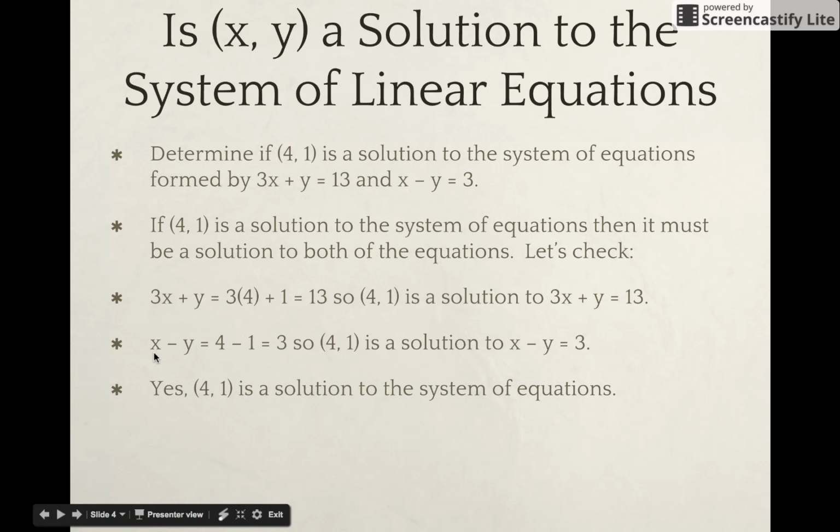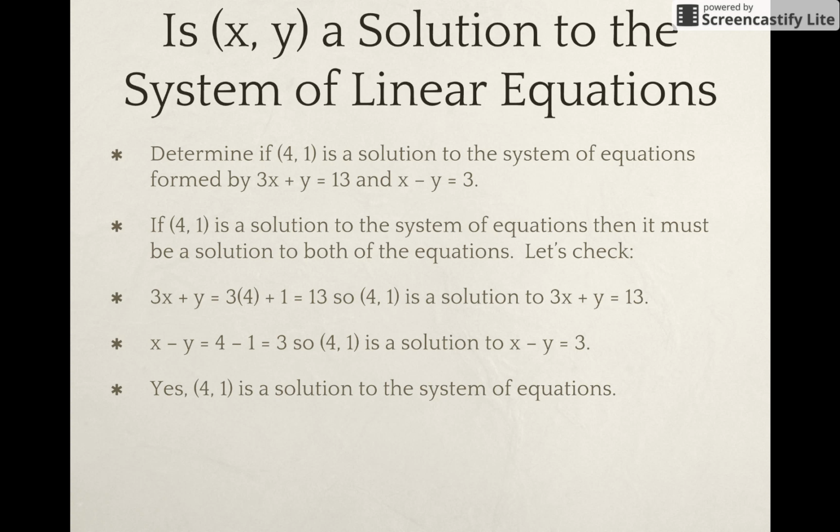In the second equation, we'll do the same thing. Let x be 4 and y be 1. And again, according to the equation, x minus y is supposed to equal 3. And when we have these values for x and y, we do get 3. So this is also a solution to the second equation. Therefore, we can conclude that the ordered pair (4, 1) is a solution to this system of equations.